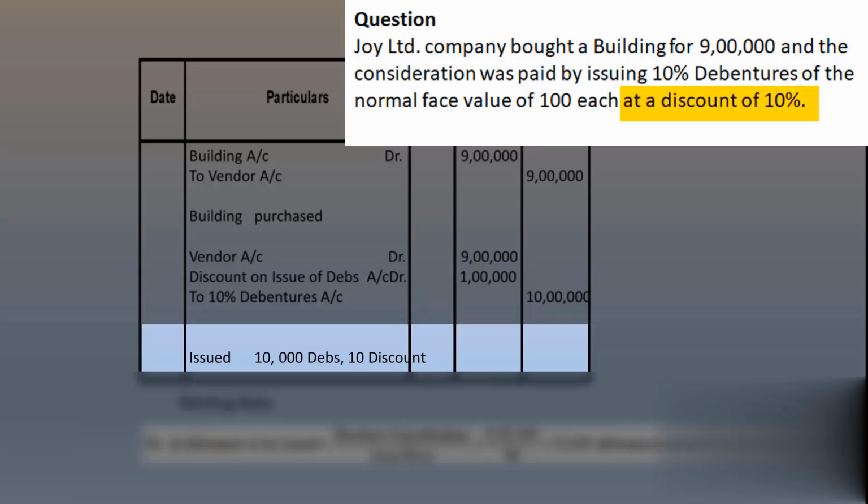Meaning to say that while the company is obliged to him to the extent of rupees 9 lakhs, they will have to issue debentures of a face value totaling to something more than 9 lakhs. Exactly how much? That is to be calculated. We look at the working note.